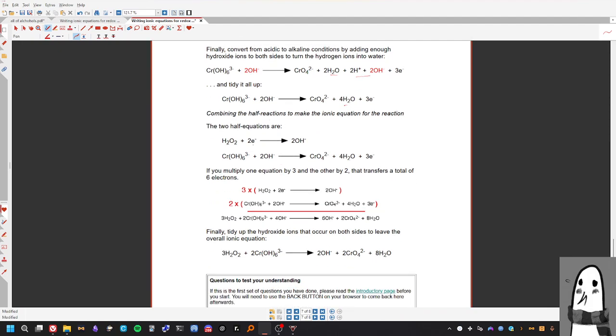Simply, as you can see, there's 2E and 3E, so multiply this by 3, this by 2, and as a result, you get 3H2O2 plus your 3, your chromate, what is your chromate? 3s? Yep. And these are chromate 6s. So you have 3 of them, 2 of them, and 4 of them. And is there anything repeating? Yep, you have your OH ions on both sides.